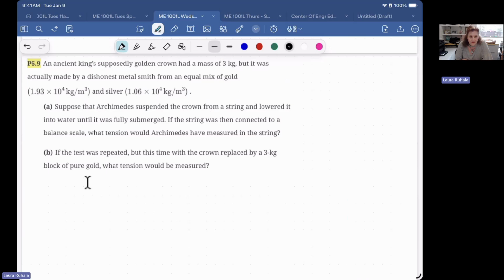This is the Archimedes problem. An ancient king's supposedly golden crown has a mass of 3 kilograms, but was actually made by a dishonest metalsmith from an equal mix of gold and silver. So, if Archimedes suspended the crown from a string and lowered it into water until it was fully submerged, if the string was then connected to a balance scale, what tension would Archimedes have measured in the string? If the test was repeated, but this time with the crown replaced by an actual 3 kilogram block of pure gold, what tension would be measured?